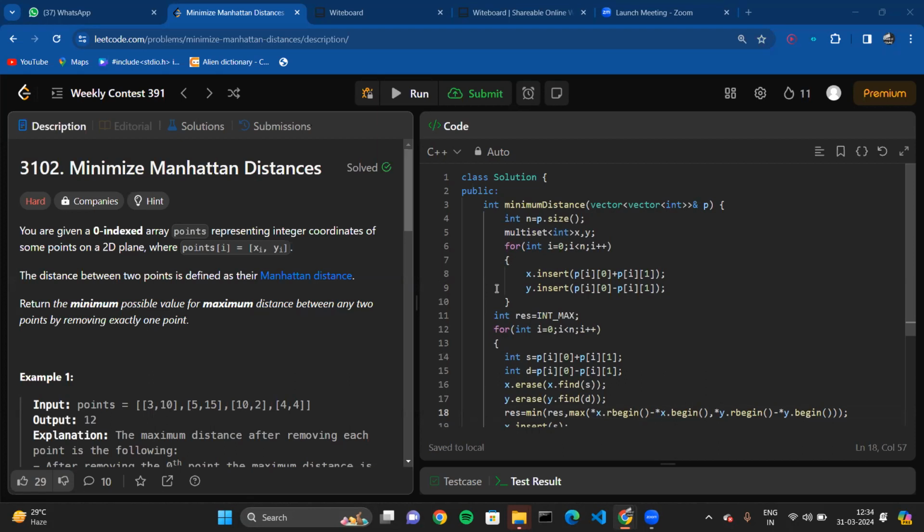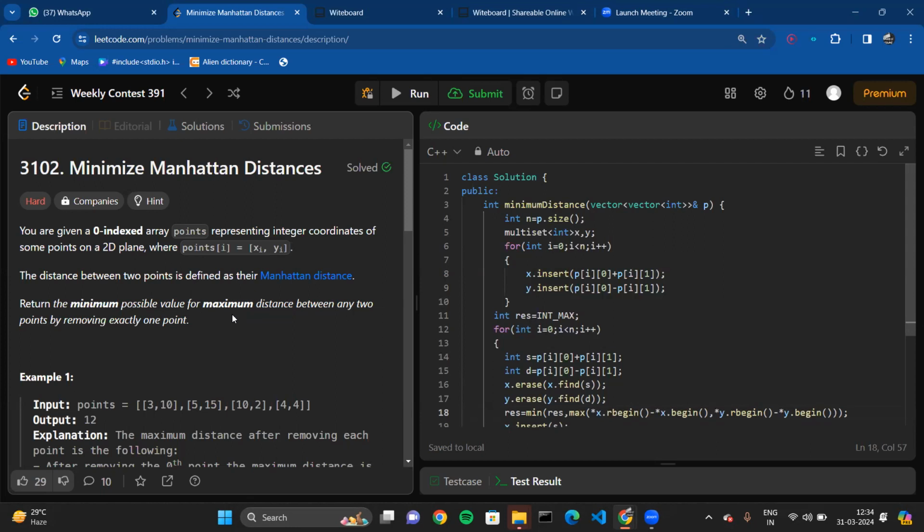So this is the last question of today's contest. So let's see what it is. Minimize Manhattan distances. In this question, we are given an array of points where points[i] is a two-size array, xi and yi, and we need to find the minimum possible value of the maximum distance between any 2 points by removing exactly 1 point. And the distance should be Manhattan distance.